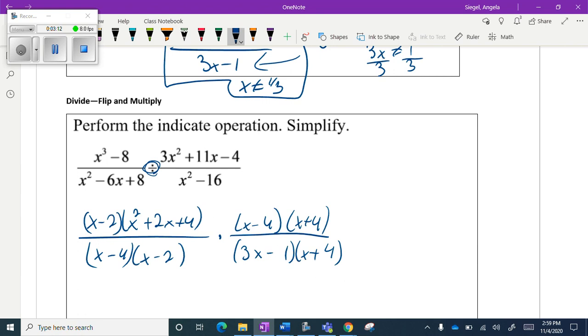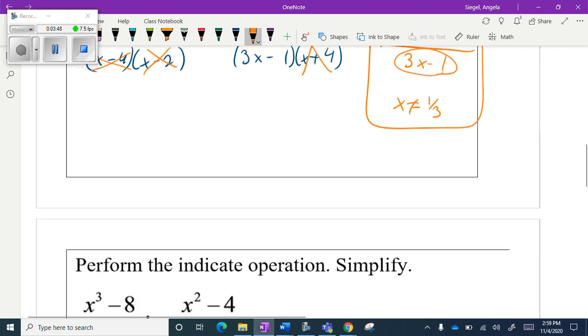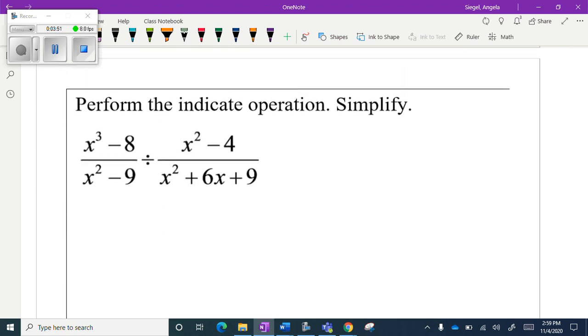Okay, so notice that it's no longer a division problem, it's now a multiplication problem. So I've broken everything up, I flipped it, so now I'm going to cancel. So I have these canceling, I have those canceling, anything else? There's these canceling. So I end up with x squared plus 2x plus 4 on top and 3x minus 1 on bottom. So it's the exact same answer as the other one. And then don't forget that you are including the domain restriction. So x cannot equal 1/3, and that is my final answer. Okay, go ahead and try this one.